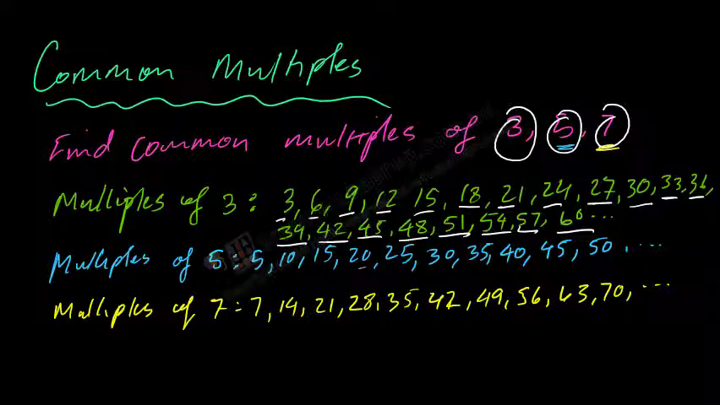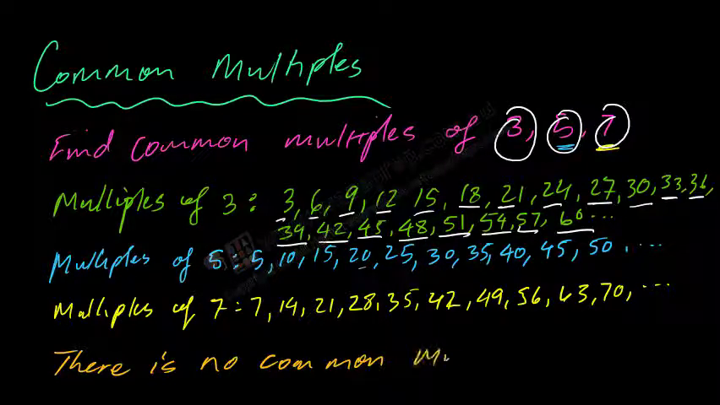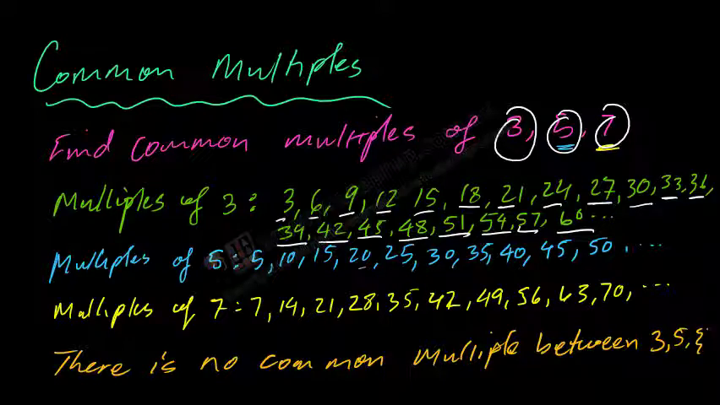So far we've seen that there is no common multiple between 3, 5 and 7. So in this case our answer would be that there is no common multiple between 3, 5 and 7. That is the answer to this question.